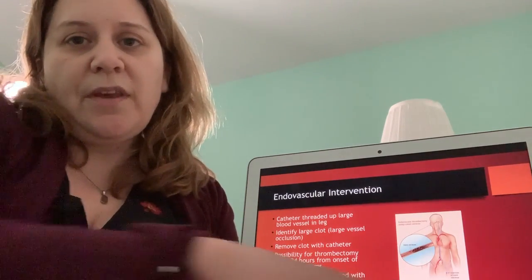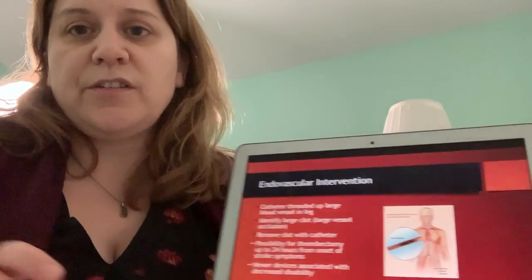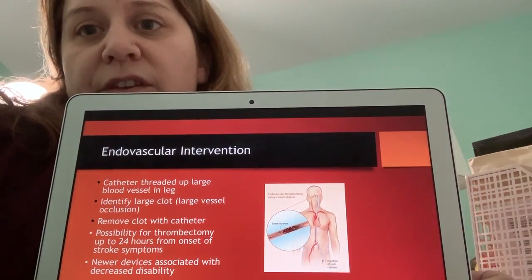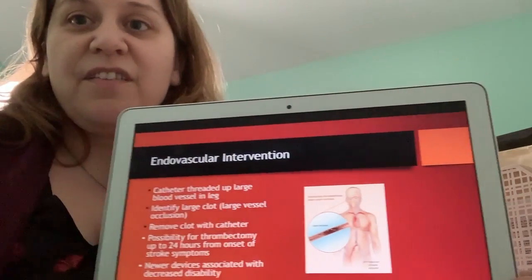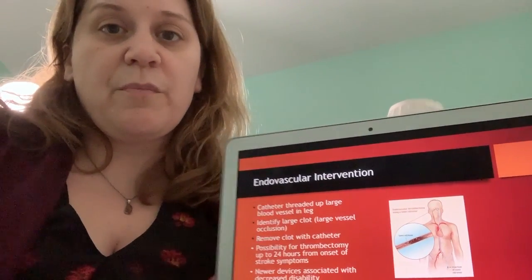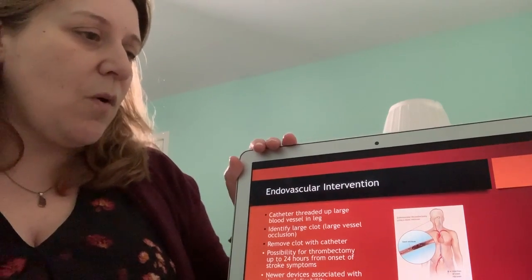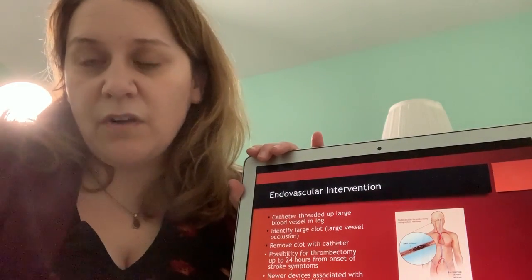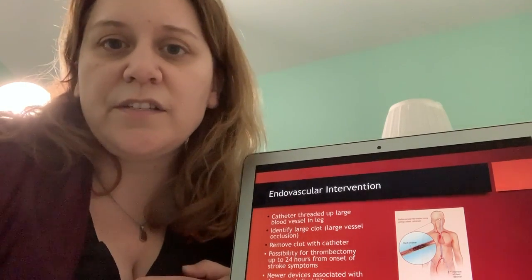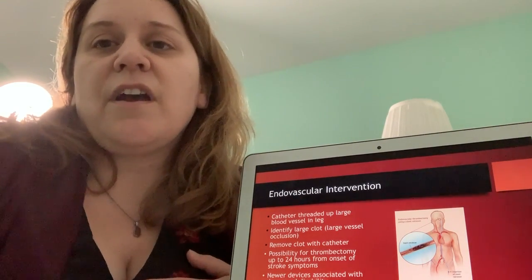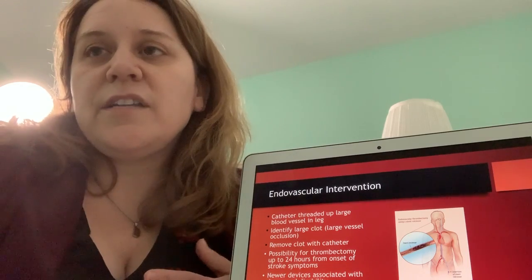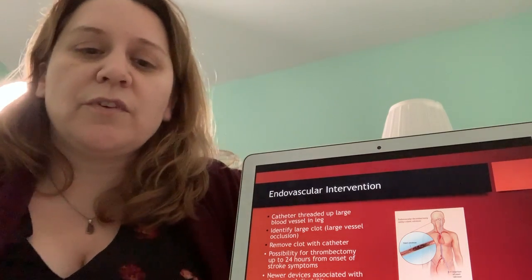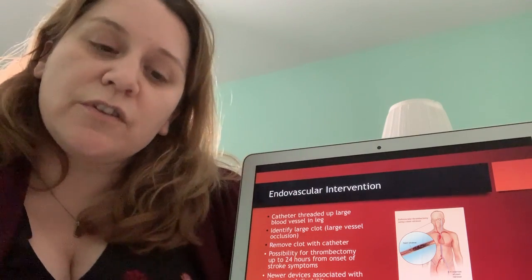So in addition to TPA, there is mechanical clot retrieval, endovascular interventions. These can only be done at comprehensive stroke centers. TPA can sometimes be given at community hospitals in consult with a telemedicine neurologist. But if a patient is going to have a mechanical clot retrieval, that needs to be done at a comprehensive stroke center. So that's a rationale for patients to be transferred to comprehensive stroke centers.